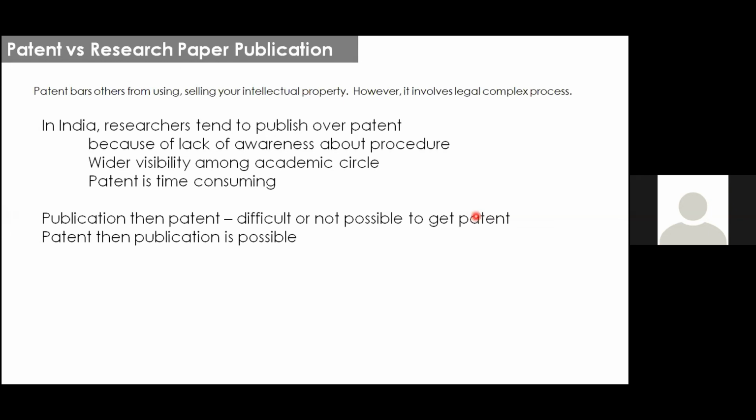The third important aspect is that patenting is a time consuming process, and it also requires money. So researchers who are less aware of the patent procedure mostly push themselves for publication rather than for a patent. There is a possibility that once you get a patent, then you can do a good publication. However, if you publish first and then file the patent, it is very difficult to get the patent because it is already in the public domain, and that is one of the factors which influences patenting in the Indian scenario.